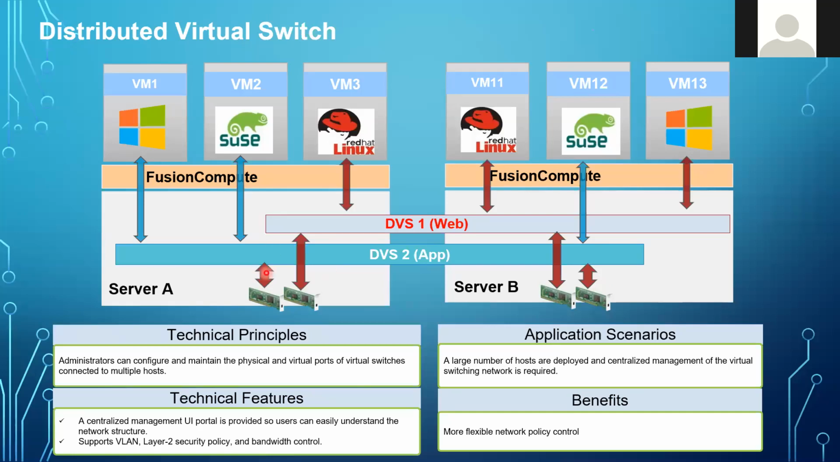We can add more cards as well. We can do link aggregation and NIC teaming as well, so it is possible. For example, the Linux machines, the red ones, are connected to DVS1, and these are connected to this physical network. DVS2 is the app layer, and the app layer is connected to these physical networks. So you can create DVSs to isolate the physical network as well as the virtual network. These are possible.